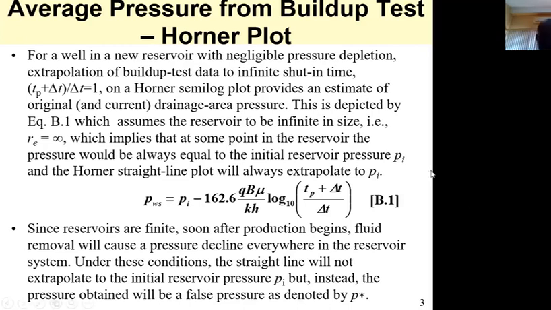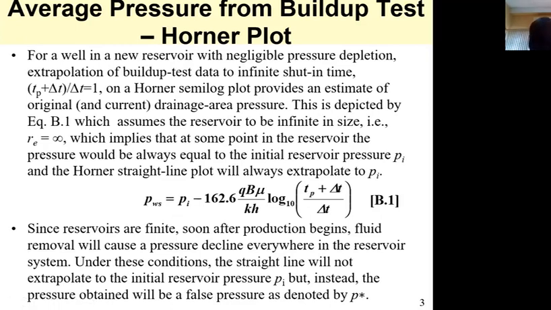If you take a look at equation B1, if delta T becomes so large that Tp plus delta T approximates delta T, and delta T over delta T is 1, log 1 to base 10 would be 0, and the shut-in pressure would equal the initial reservoir pressure.